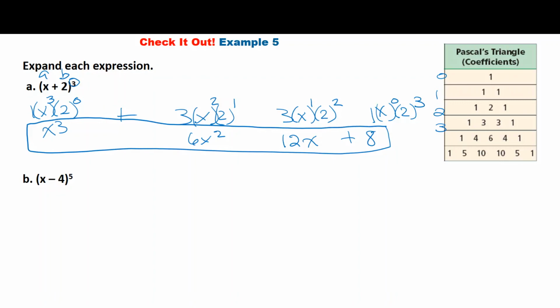All right, and the last one, the exponent is 5. So we have to go to the 5 row. And that is going to be 1, 5, 10, 10, 5, 1. I'm going to spread it out. All right, and now our x is a and our b is going to be negative 4. So I'm going to go ahead and put x and negative 4 in every slot. X, negative 4.